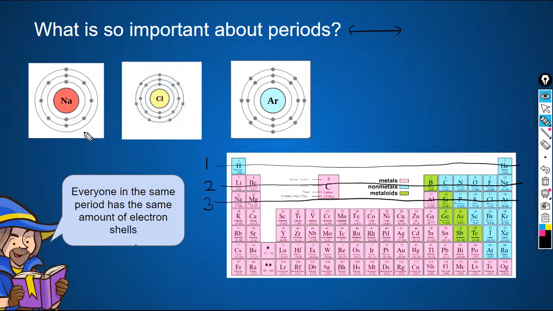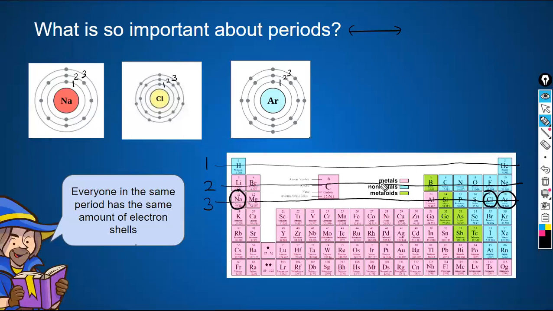For example, sodium, you all notice something, right? Sodium, chlorine, and argon, all of them are in the same period. They are in period what? 3. So when you draw out the atoms, you will realize all of them, even though they might have different amount of electrons, all of them will have the same amount of what? Shells. So everybody in period 3 would have the same amount of shells. They would have 3 shells.